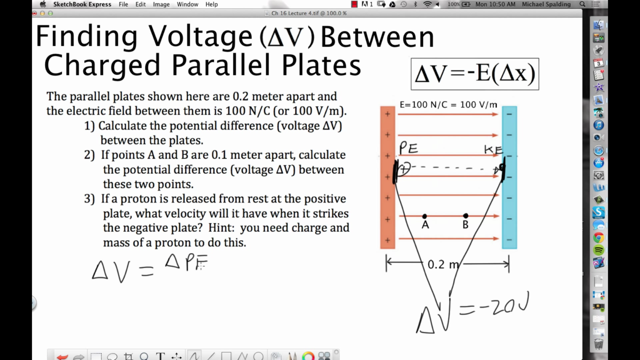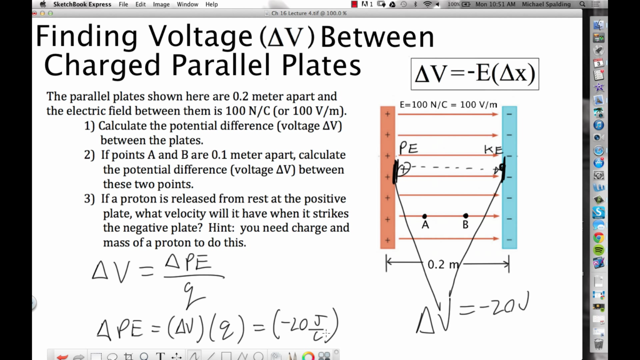So now what we do is we use the definition for voltage. The basic definition is that. So we can figure out the change in potential energy for the proton as it moves from positive plate to negative plate. So this is negative 20 joules per coulomb. A volt is a joule per coulomb. And then the charge of a proton is 1.6 times 10 to the negative 19 coulombs. The coulombs cancel, and we get a change of potential energy equal to negative 3.2 times 10 to the negative 18. That's how much potential energy the proton lost.